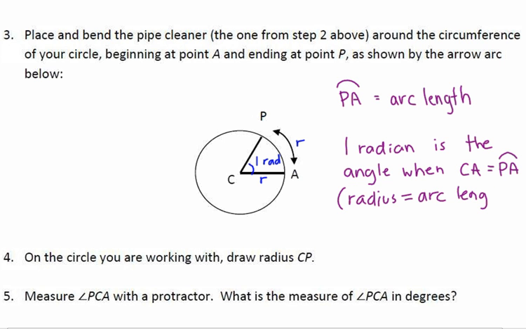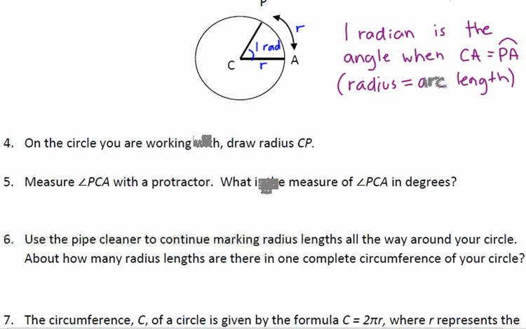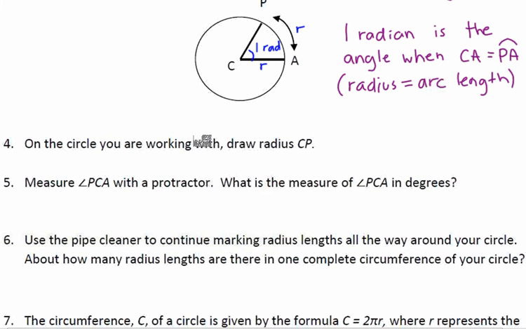No matter how big our circle or how small, that's 1 radian, when our arc length equals our radius. It's a good estimate. It's going to be about 6.28. Okay, so we did this. With a protractor, we measured our angle to be approximately 57 degrees, or 57.3.